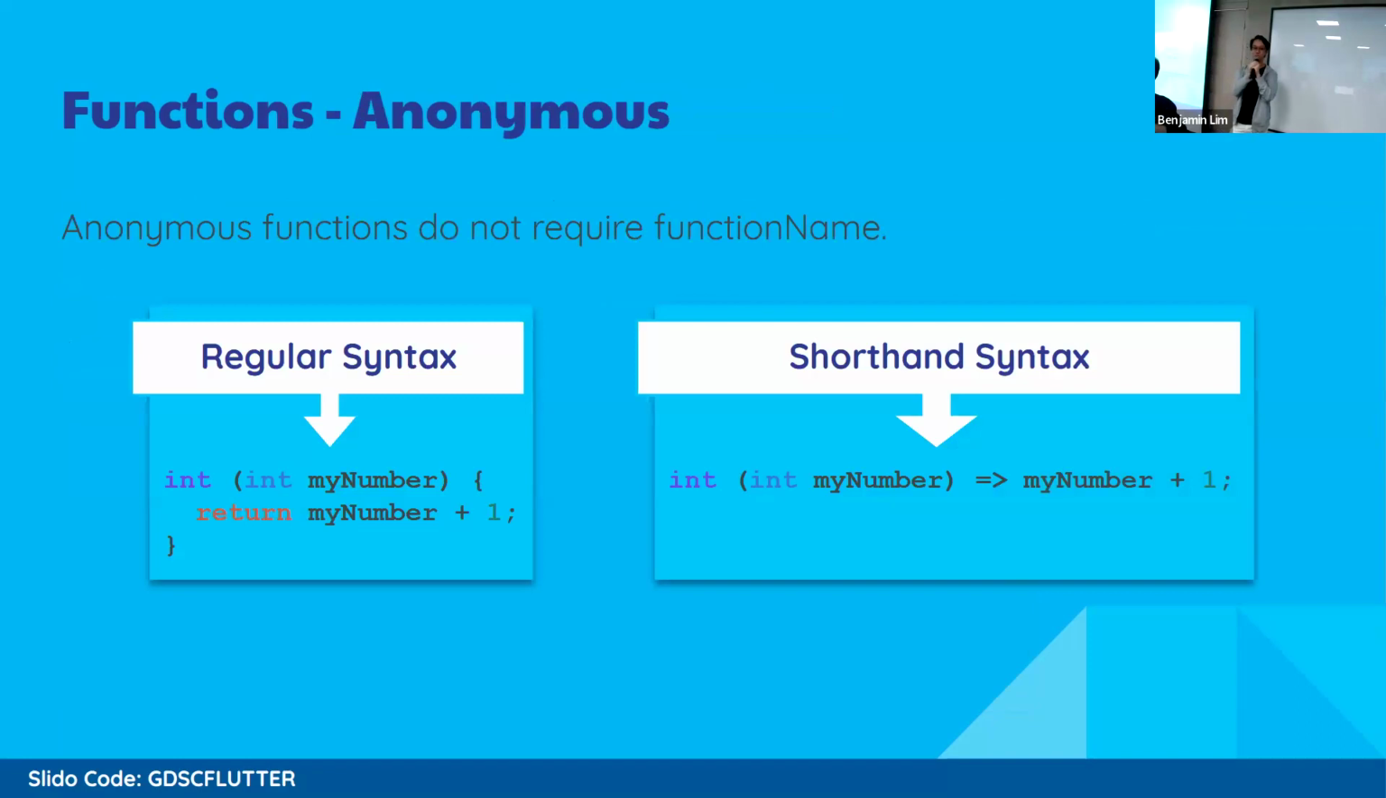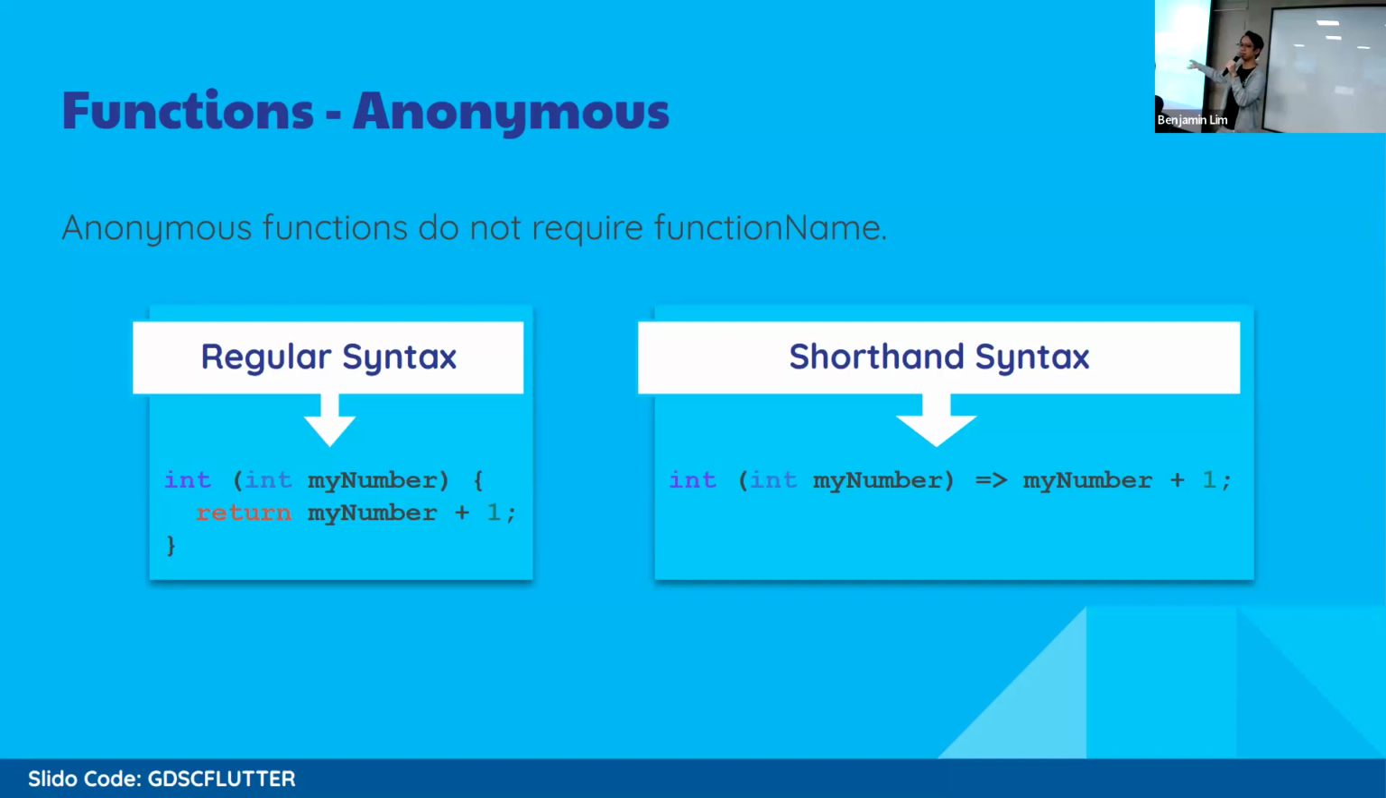And finally, we have anonymous functions. So anonymous functions are functions like just now, but without any function name. So on the regular syntax, it's the same thing. You have the type, you have the parameters, you have the function body, but there's no more function name. And then for the shorthand syntax, you have the same thing, the return type, the parameters, and then the expression without the return keyword over there.